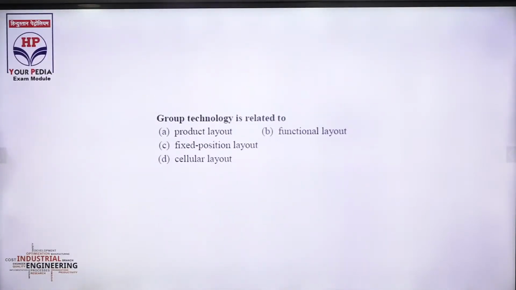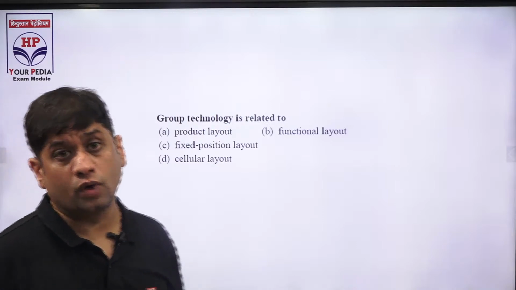Group technology is related to what? What do you think group technology is related to? Product layout, functional layout, fixed position layout, or cellular layout? Just tick it. Tell me what group technology is related to.